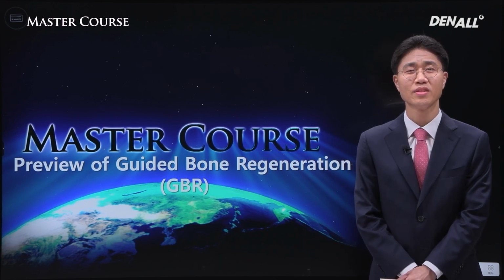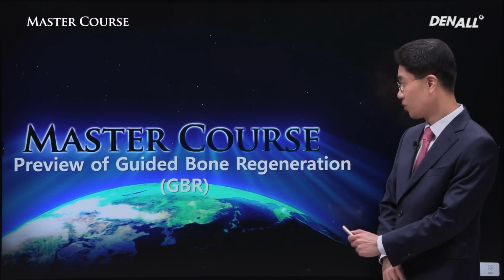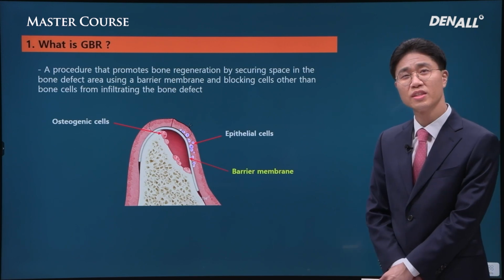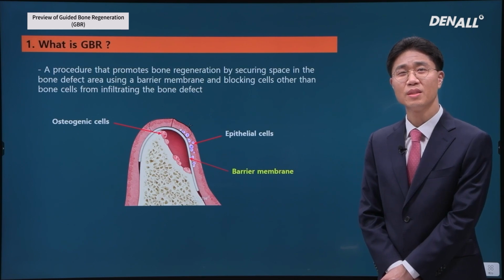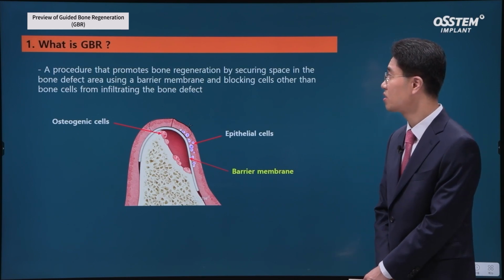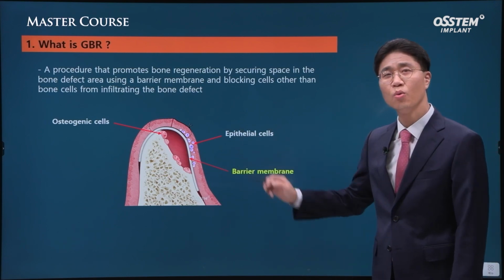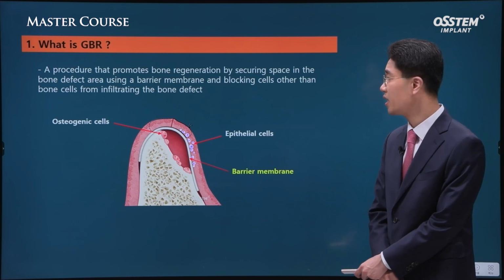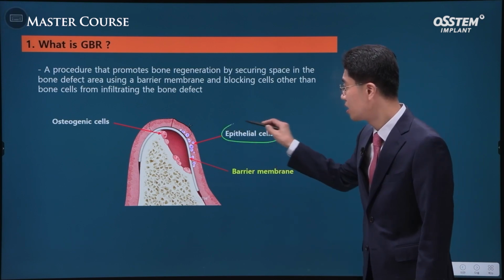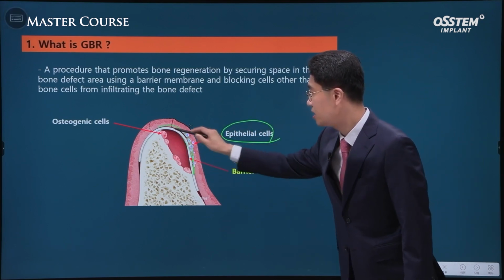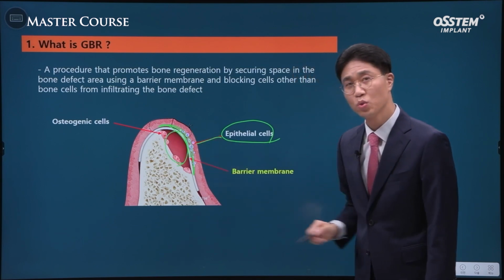Today I'm going to talk about GBR. Let's look at basics. The definition of GBR. As you all know, it is guided bone regeneration. In other words, as shown in the image, it is a procedure that promotes bone regeneration by securing a space in the bone defect area using a barrier membrane and blocking cells other than bone cells from infiltrating the bone defect.